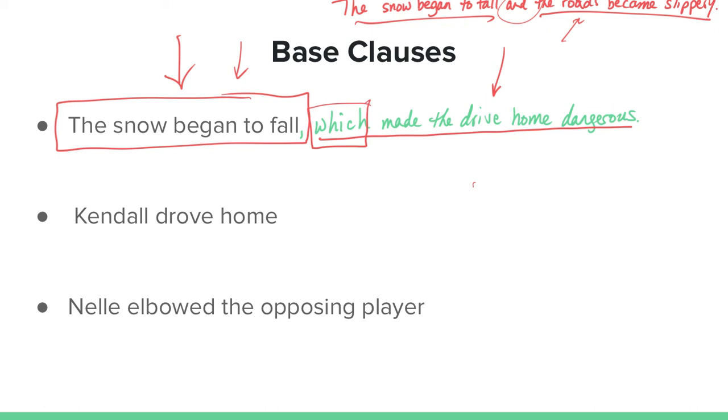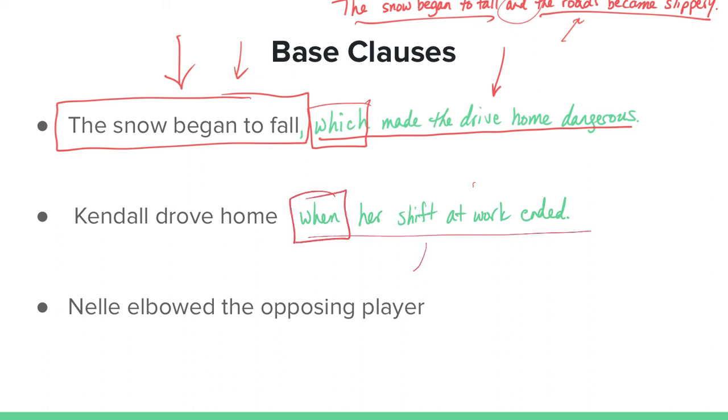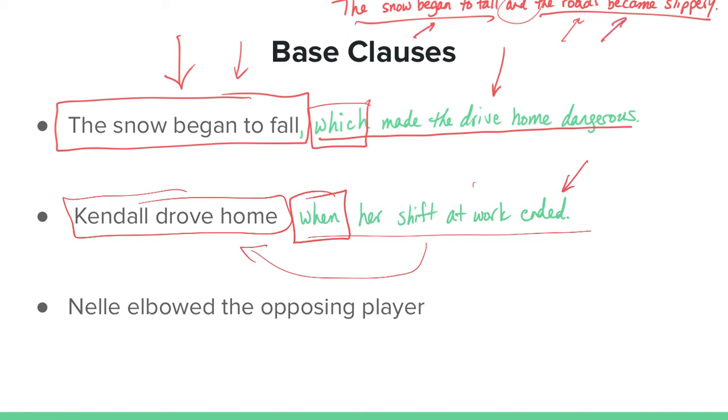Kendall drove home when her shift at work ended. So this is our relative pronoun here. And again, this is a secondary idea to this. This is our base clause, our independent clause. This is a dependent clause. That's another difference between these two. Up here, that's an independent clause and that's an independent clause. That's why they can both be equal. But this is not an independent clause. It's a dependent clause. So it's less important than the independent clause.